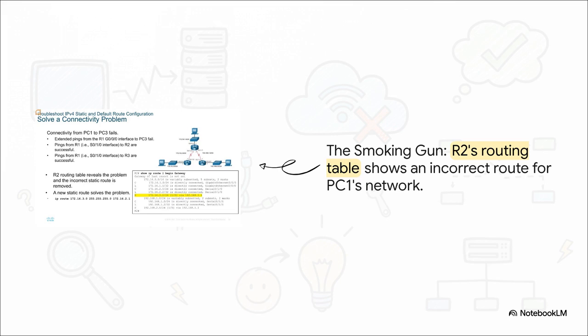Instead of pointing back to R1, it's pointing it over to R3. It's like a road sign pointing you east to get to a westbound highway. No wonder our packets are getting lost.